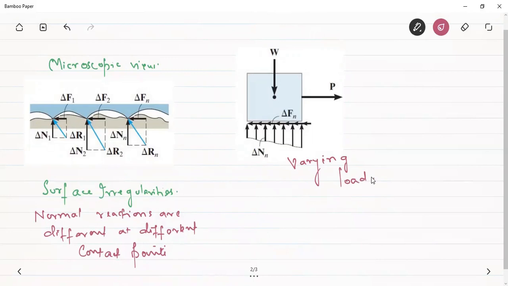Hence, we get a uniformly varying load. Therefore, the location of the centroid of this varying load won't be at the center of gravity. It won't be passing through the center of gravity. So it might lie somewhere to the right side of the weight or to the left hand side of the weight.